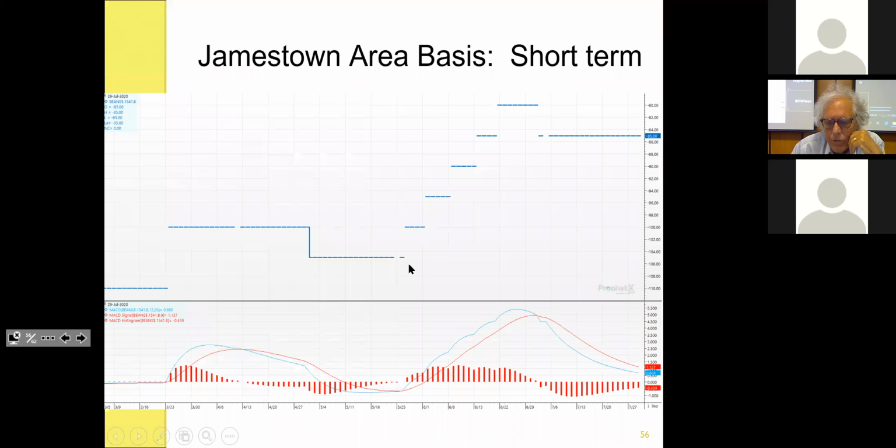This is the Jamestown area basis right now, as of today. Up above here is the basis value. Down below here, we apply MACD. And this shows that we had an appreciating basis from the end of May till the end of June. And since then, we've been a declining basis. I'm guessing that we're on the fringes of gravitating towards the seasonal low basis during August and September. That'd be my guess right now.